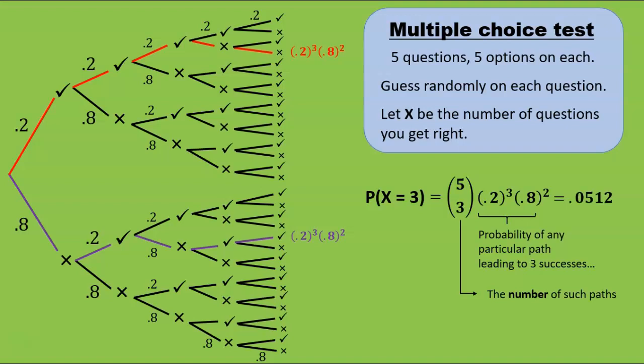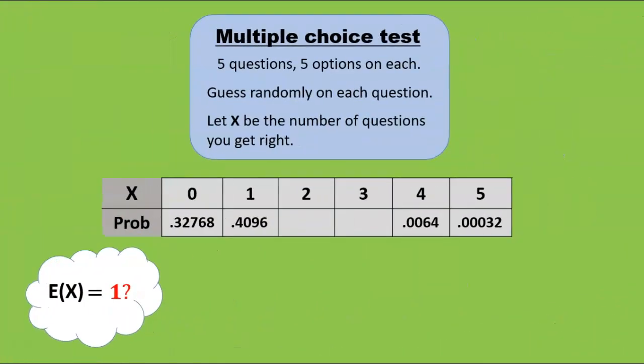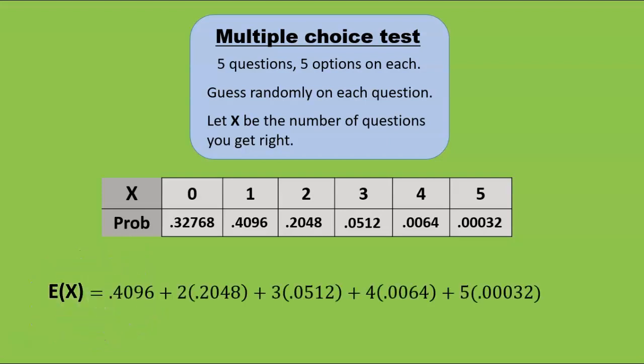Good. Let's go back to our probability distribution for x and fill in the remaining cells. Earlier, we guessed that the expected value of x would turn out to be 1. Now that we have the full probability distribution for x, we can test our conjecture. Computing the expected value in the usual way, we find that its value is indeed 1. Our conjecture was correct. As we'll soon see, this was not just a coincidence.